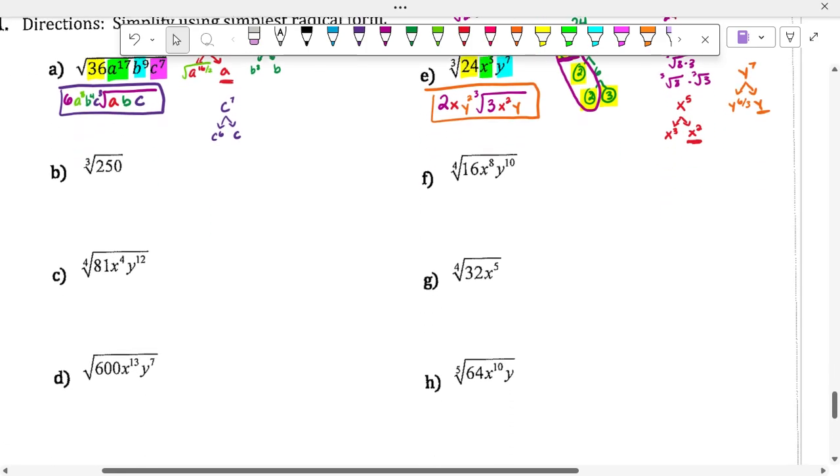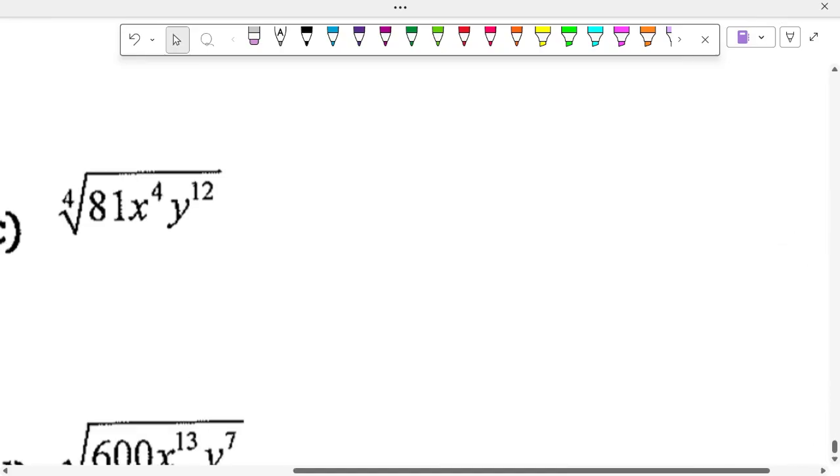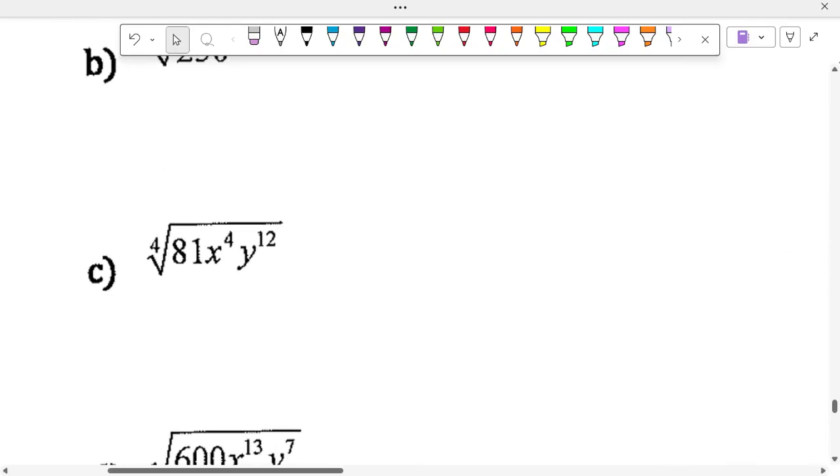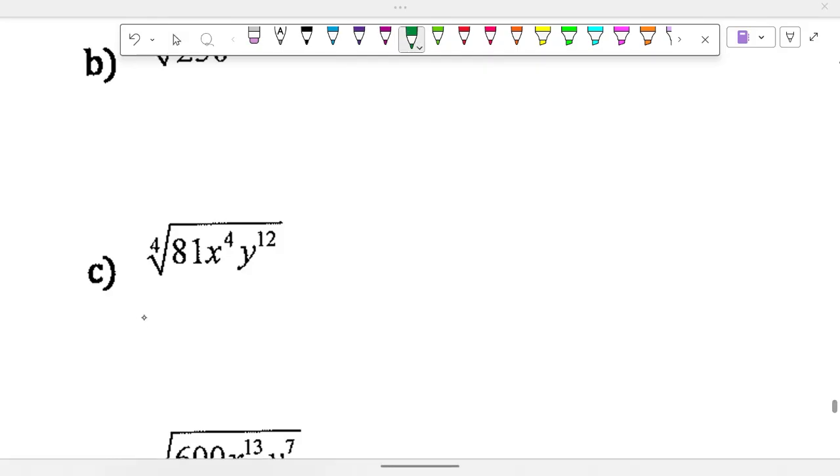Yeah, I can do C. All right, so C, 4th roots. So that means we're looking for perfect fourths. Let me ask you this. Is 81 a perfect fourth? If I raise a number to the 4th power, I get 81. Yeah, 3. So automatically 3 comes out.